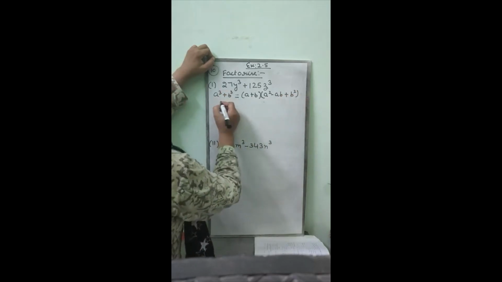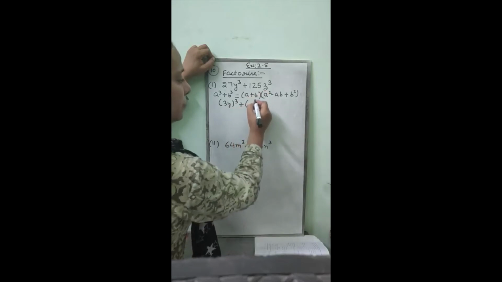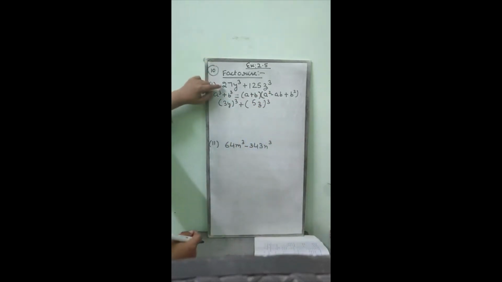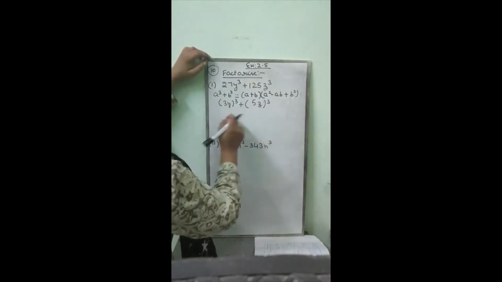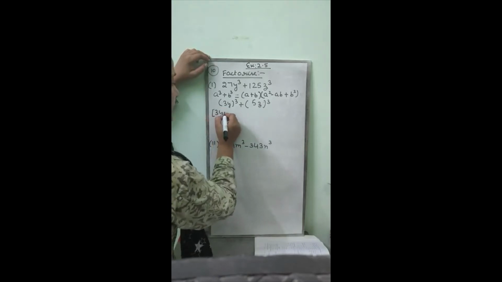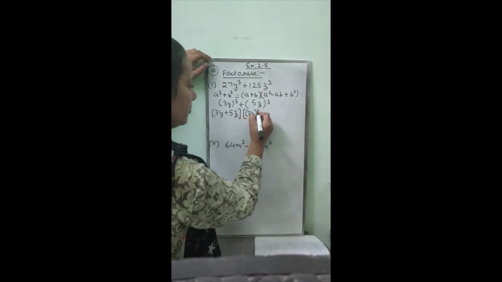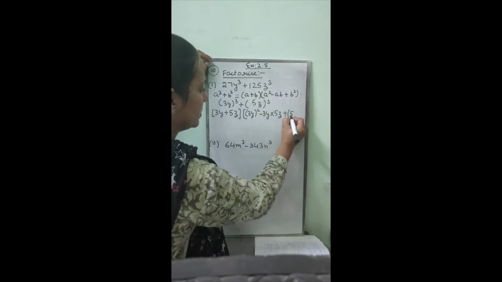a is (3y) whole cube, b is (5z) whole cube, a cube plus b cube. 27y is (3y) whole cube, 125z is (5z) whole cube. Clear? Now this is a cube plus b cube. The identity is a plus b, a square minus a into b plus b square.